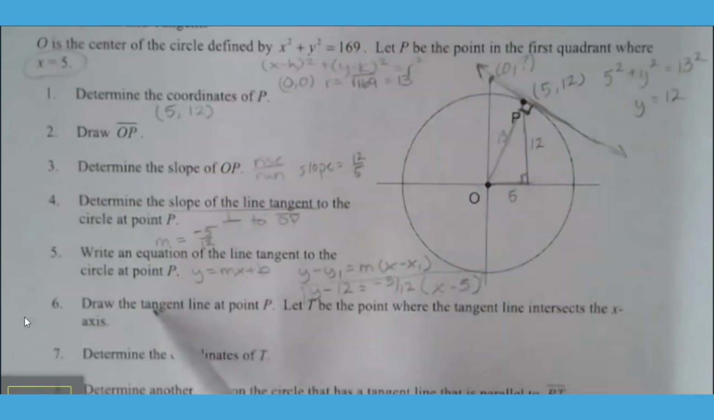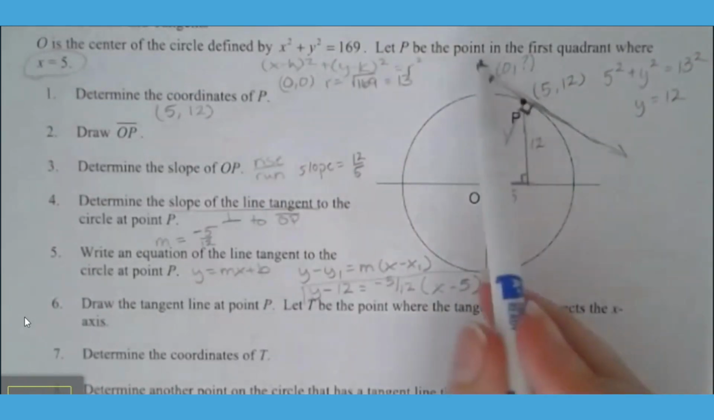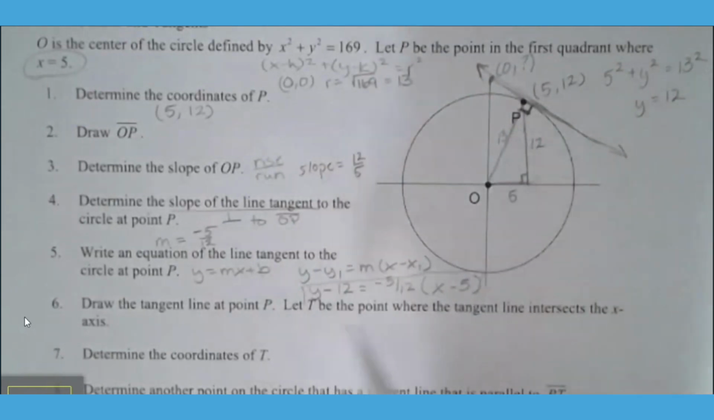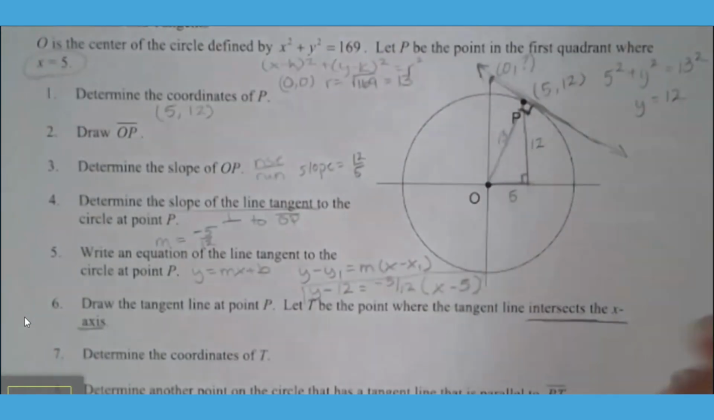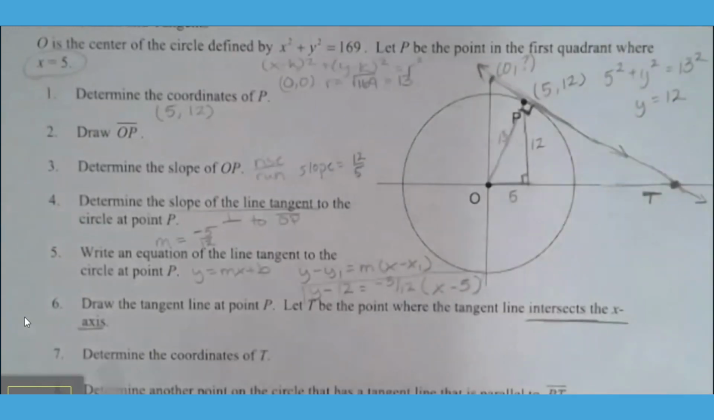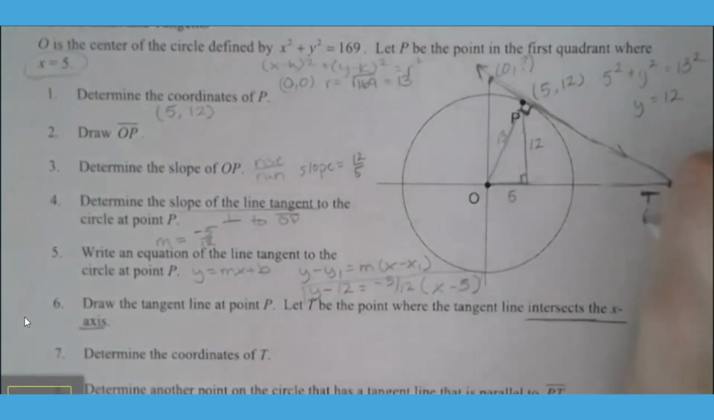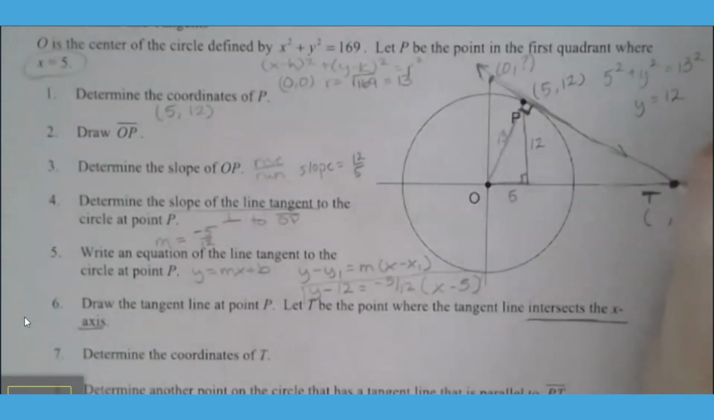Draw the tangent line at point P. We've got that. Let T be the point where the tangent line intersects the x-axis. So my x-axis is here, and this line is going to continue and intersect that x-axis at some point T. My job now is to determine what the coordinates of T are. To do that, I think it's important that our students remember that if I have intersected the x-axis, my y value must be 0. The x is what I'm trying to determine.